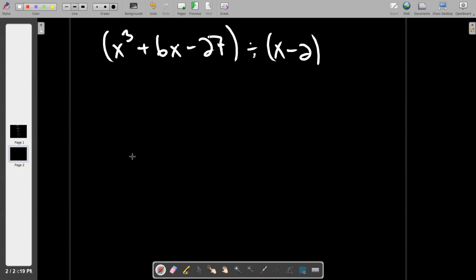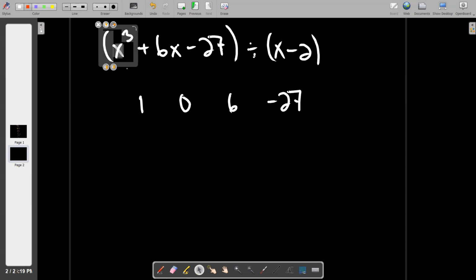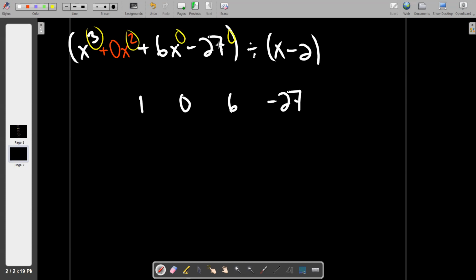What numbers are we going to put across the top? 1, 0. Why did you get a 0? Because right here, if we have this set up the way it's supposed to be set up, there would be a plus 0x squared. Because remember, we want our exponents to go 3, 2, 1, 0. So if it doesn't do that, we fill the gaps with zeros. Good, good. All right. Now let's build our little upside down division house.